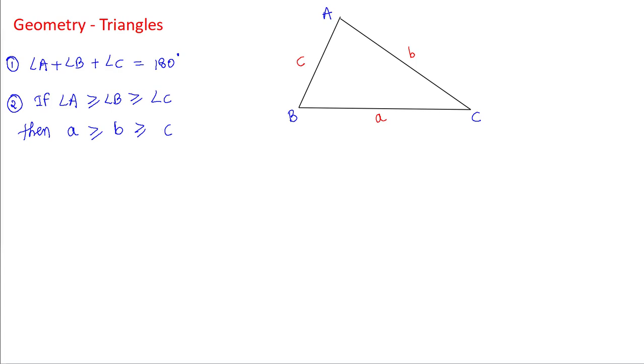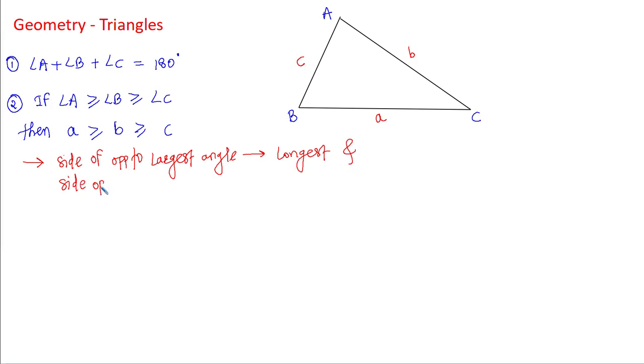In simple language, what I'm trying to explain in the second property is that the side opposite to the largest angle is always the longest, and the side opposite to the smallest angle is always the shortest.